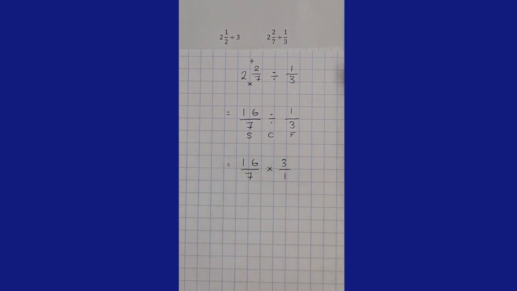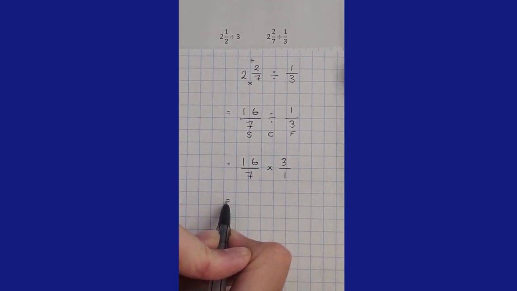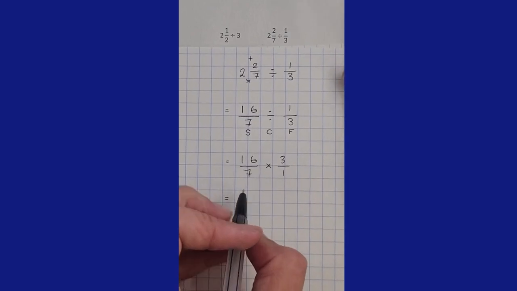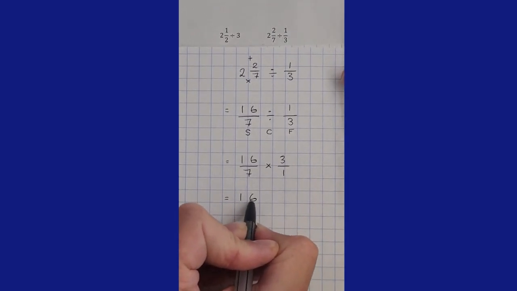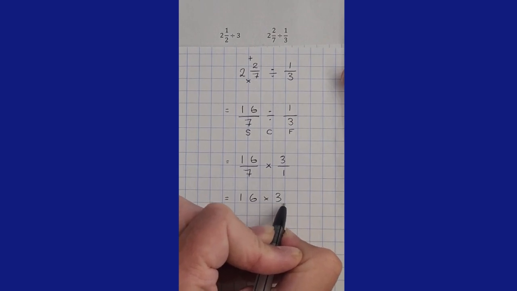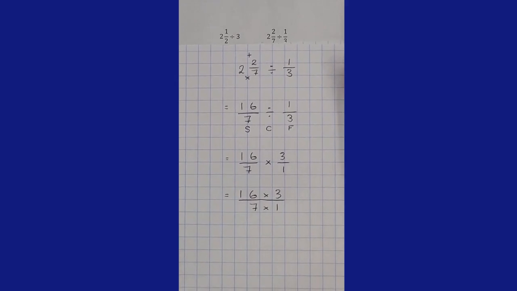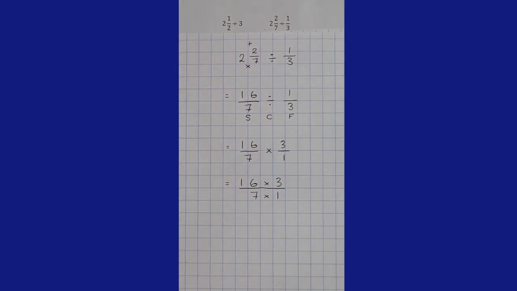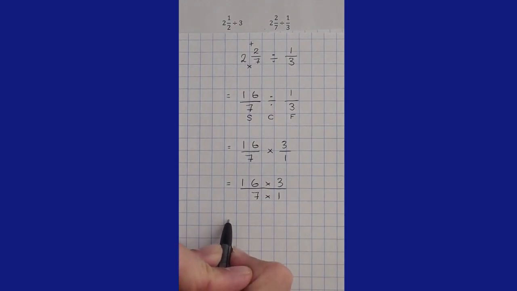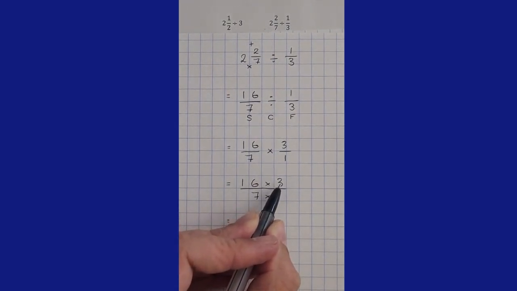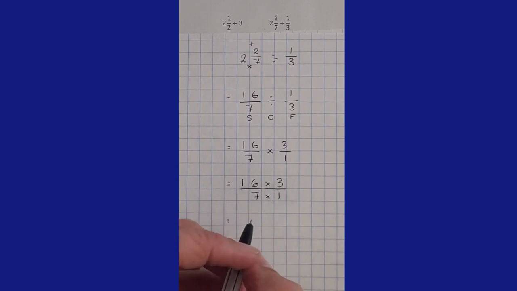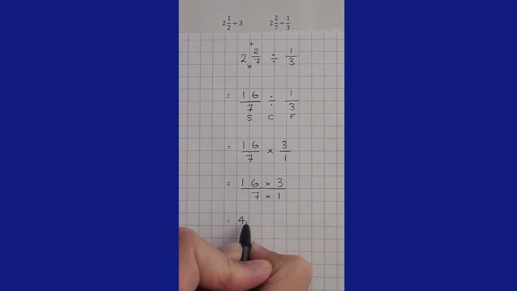Now I need to multiply, which is a nice process where all I need to do is multiply my numerator, and then I'm going to multiply my denominator. So I've got 16 times 3, a little bit tricky. Again, if I need to do long multiplication, I can, but I know that 10 times 3 is 30. And 6 times 3 is 18. So I can write that one as 48. And I know that 7 times 1 is going to be 7.